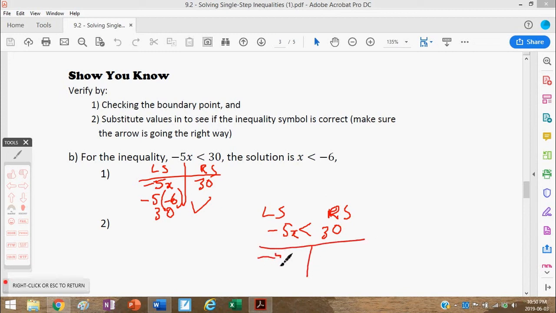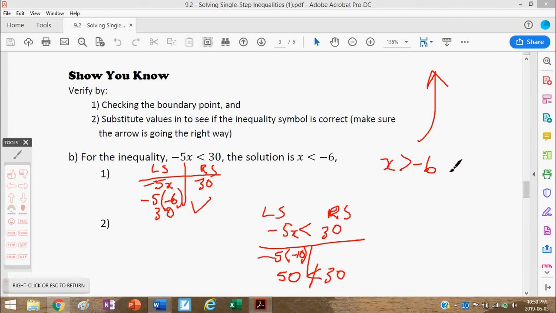Okay, so we look at left side and right side. Negative 5 times negative 10. Uh-oh, this is positive 50. Is 50 less than 30? No, it is not. So 50 is not less than 30, which means we've made a mistake on the direction of our inequality. And we did the same thing that Trevor just made up there. We divided by negative 5, but we didn't flip the inequality. So my answer actually should have been x is greater than negative 6.